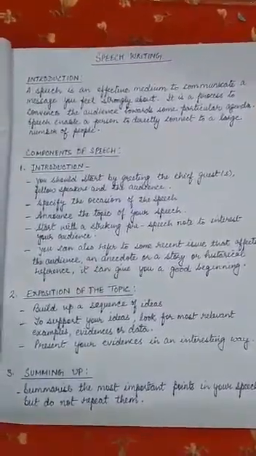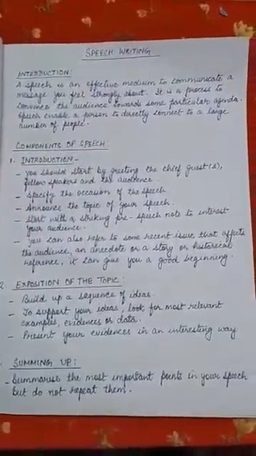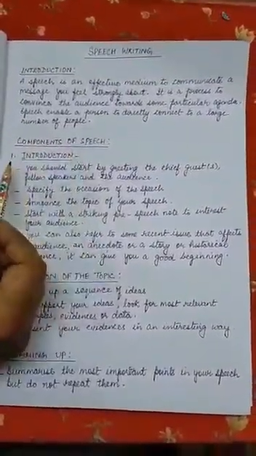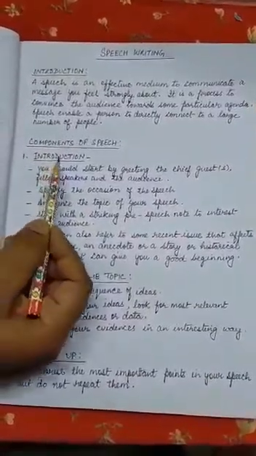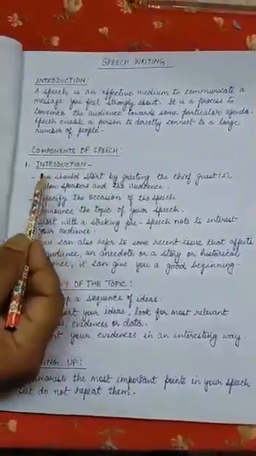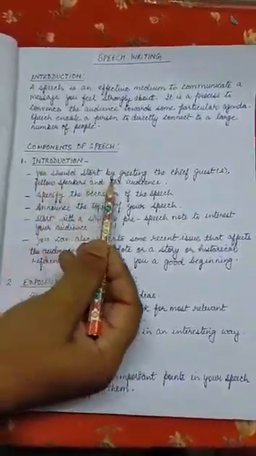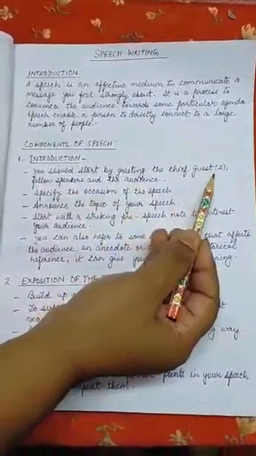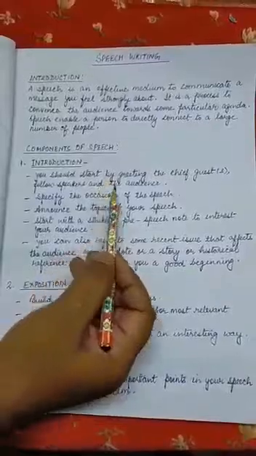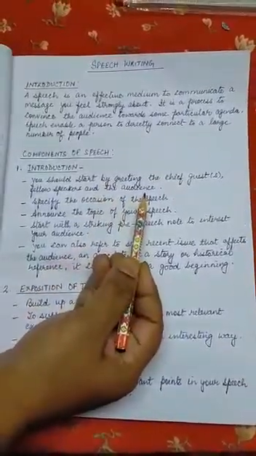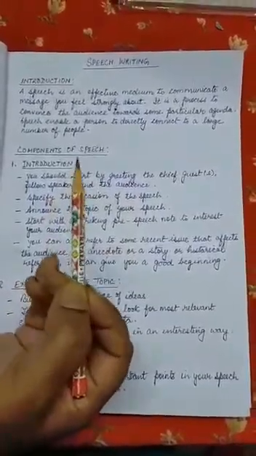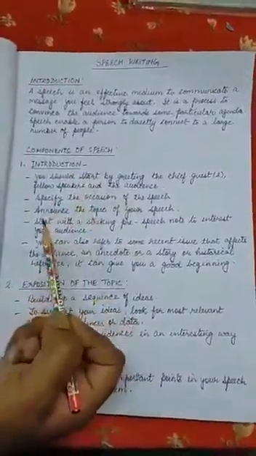occasion in mind. Now we shall discuss the components of speech, which include, at number 1, the introduction. Now what are the things that should be included in the introduction? So firstly, you should start by greeting the chief guest or guests, fellow speakers if there is anyone, and the audience. So the first step is to start by greeting the audience.